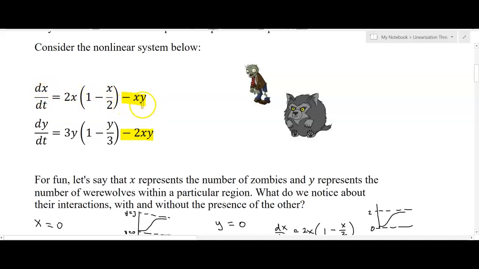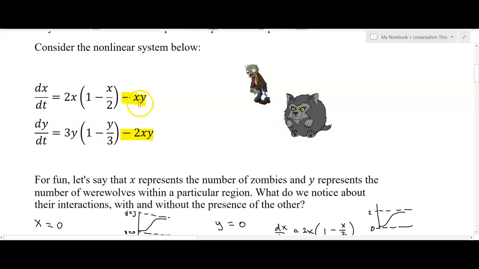So it's the interaction, the fact that if these two beasts are in too close proximity, their interaction actually leads to destruction of both species. In the case of the werewolves, the presence of the zombie is more detrimental than for the zombies in the presence of the werewolves, because of this factor of 2 here. So the interaction is doubly detrimental to the werewolves as it is to the zombies.